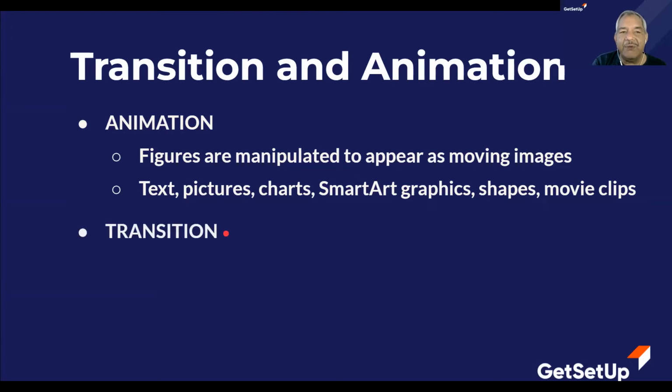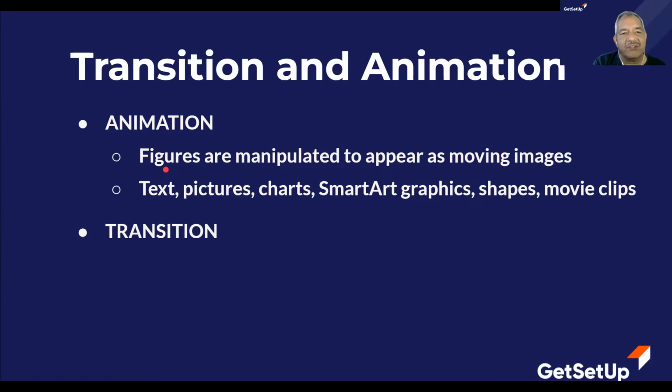And now coming to transition. Now, another word here. Animation is something which happens on a slide. For example, when I just click the mouse, the word animation will come on. The word transition will come on. That is animation. So it happens on a slide.